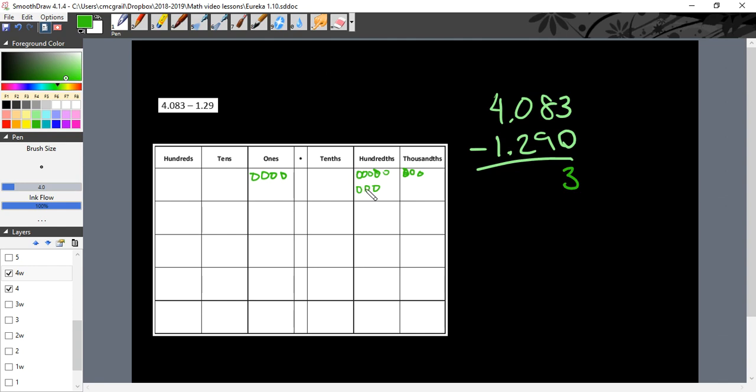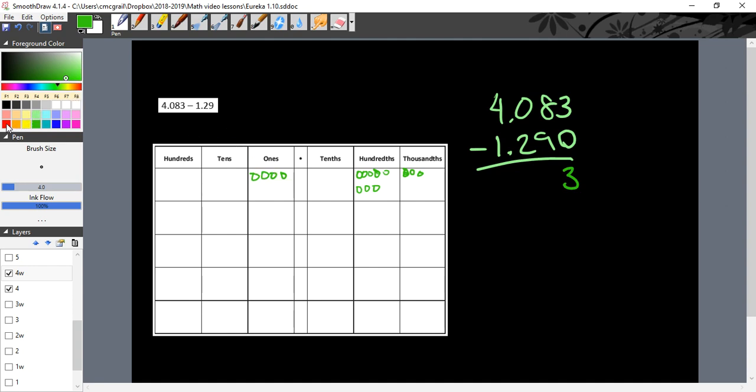So here's what we are going to do. Let's decompose one of our tenths and give it to the hundredths. But I see another problem. I actually don't have any tenths. So now we need to decompose a 1 and lend it to the tenths. So our number is not changing, but the way that it looks is kind of changing.